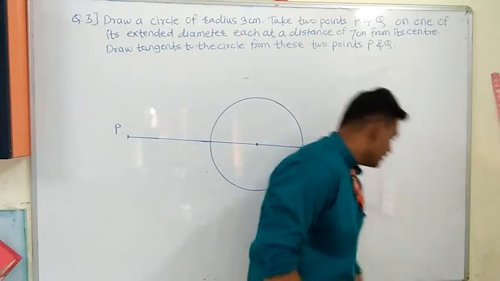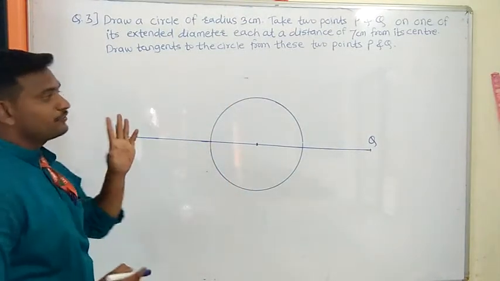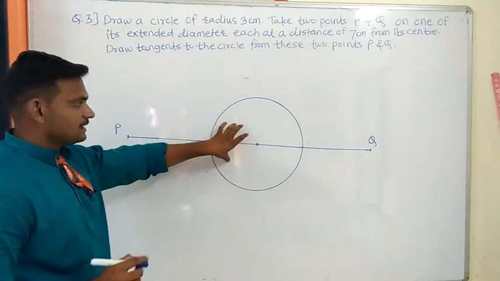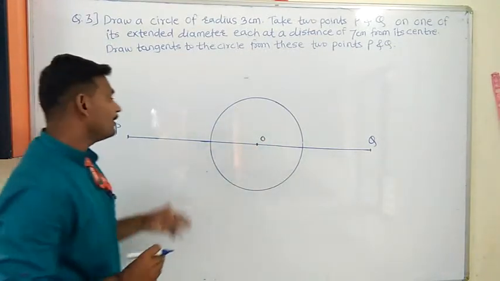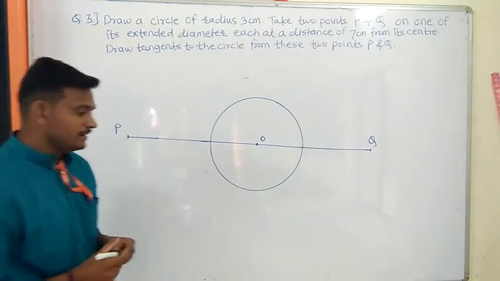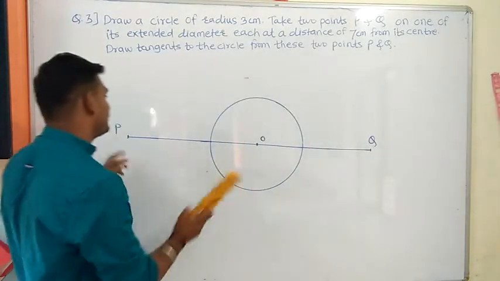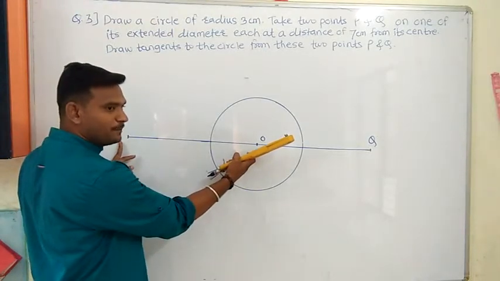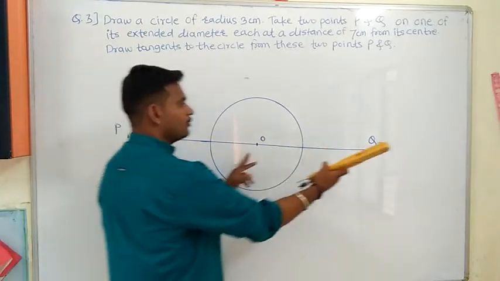Now we have these two points, and from these two points we have to draw the tangents to this circle, which has center O, I will assume. Now how to draw this? We know the first step: we have to draw the perpendicular bisector of PO and OQ.